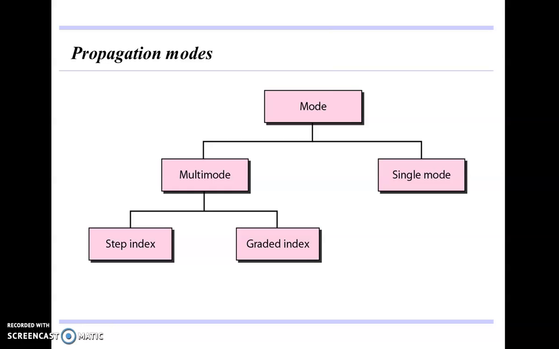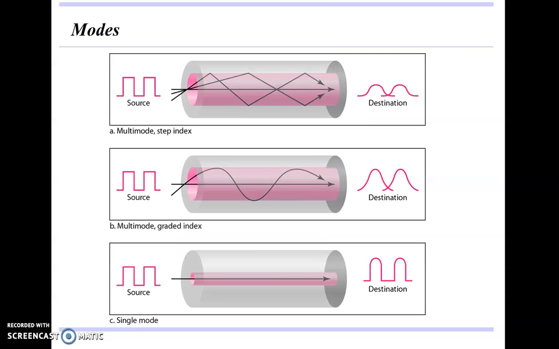Then the next part of this optical network is about the propagation mode. How are we transferring the signal from one end to another, or what type of mode are we going to use for fiber optic transmission? The modes are of two types. One is single mode and the second one is multi-mode. In multi-mode, we again have two types, that is step index and graded index.